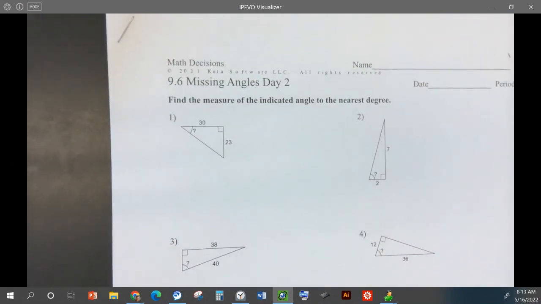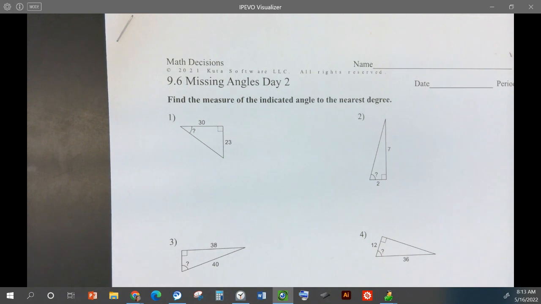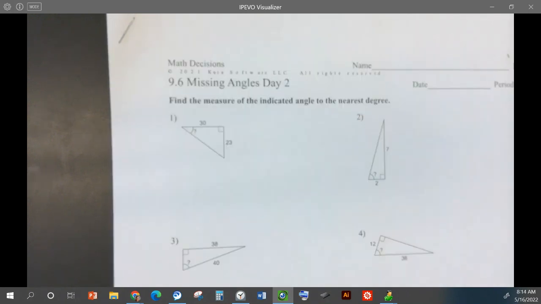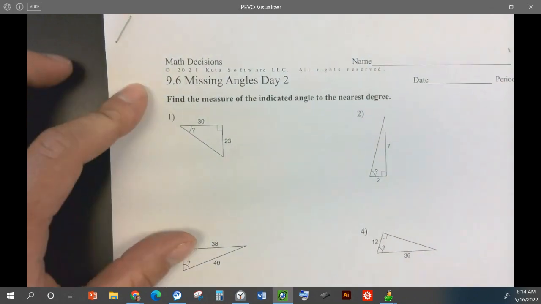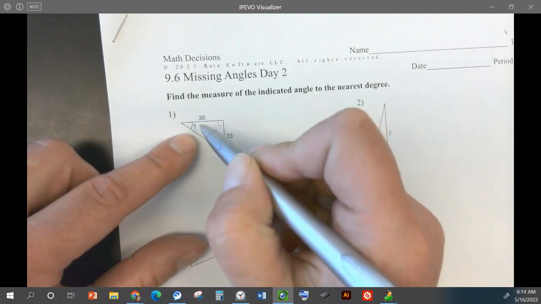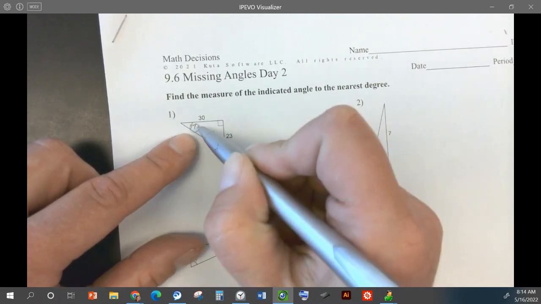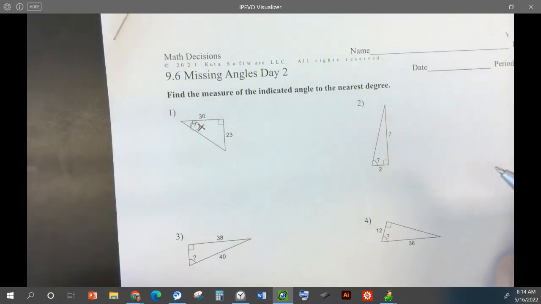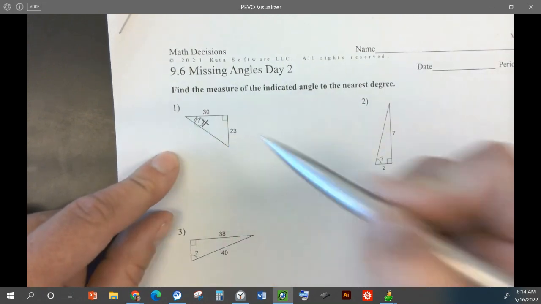All right, so we are looking for the angles. Just the angle that they ask for. We could find the other one if we wanted to, but we're not going to. So we have this angle. Let's call it X. What do we need to do to find this angle?